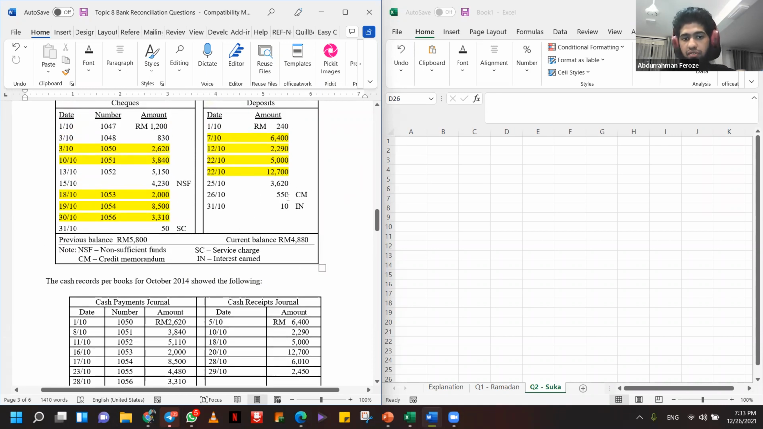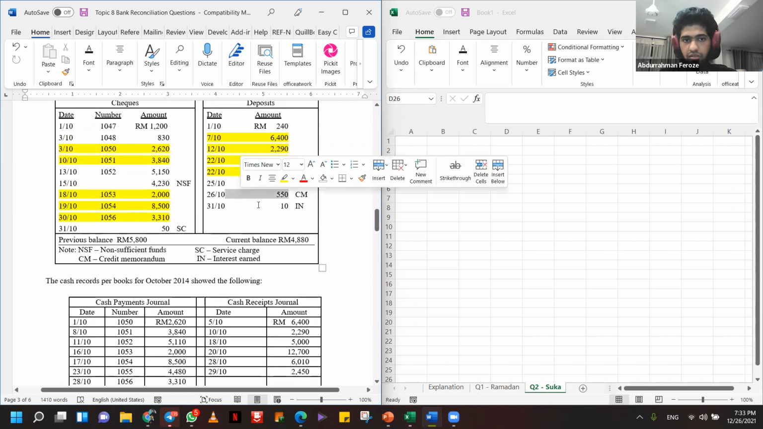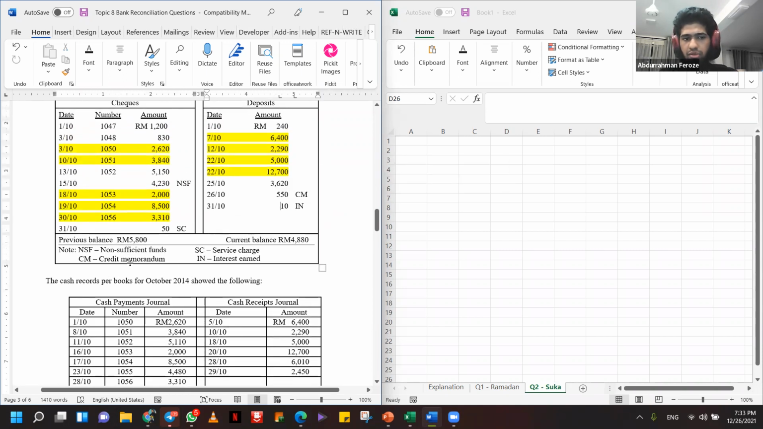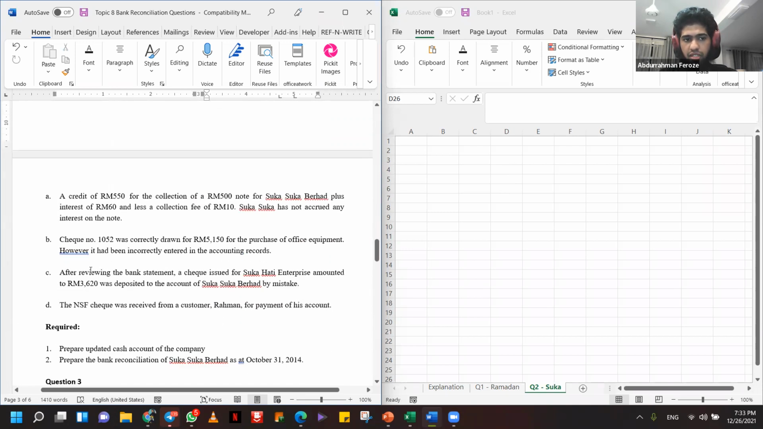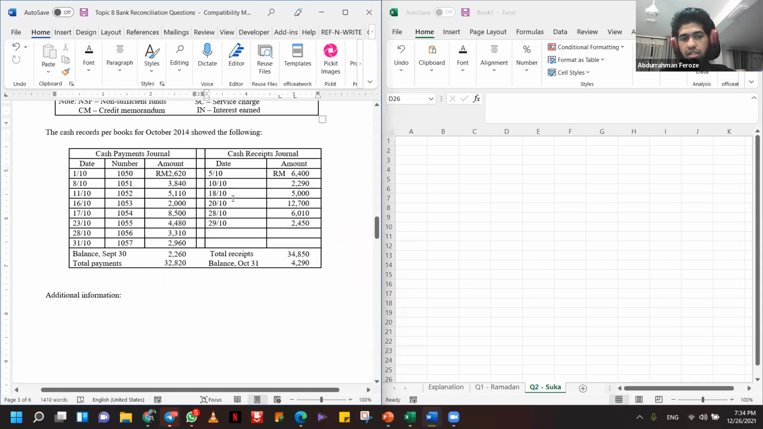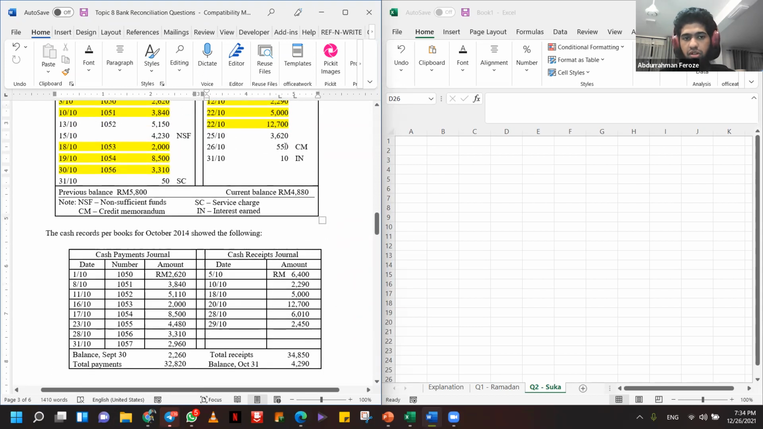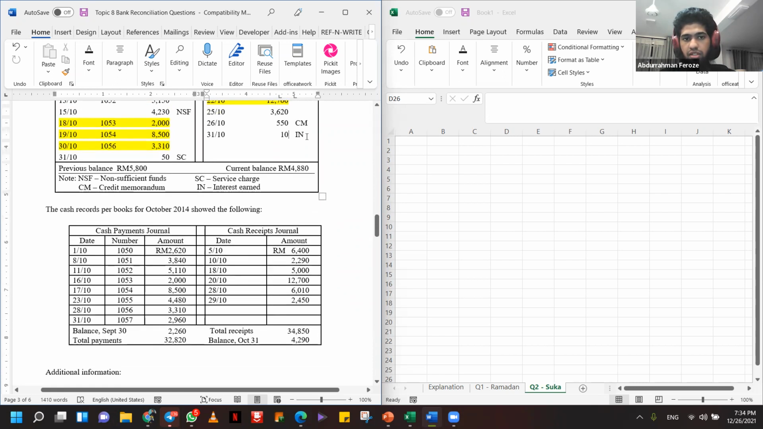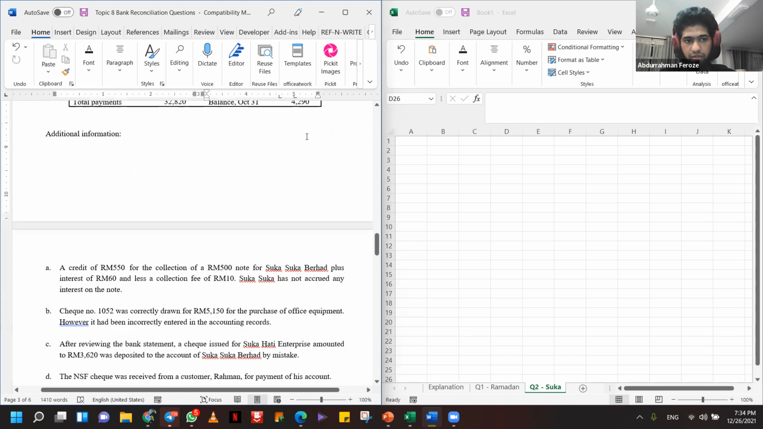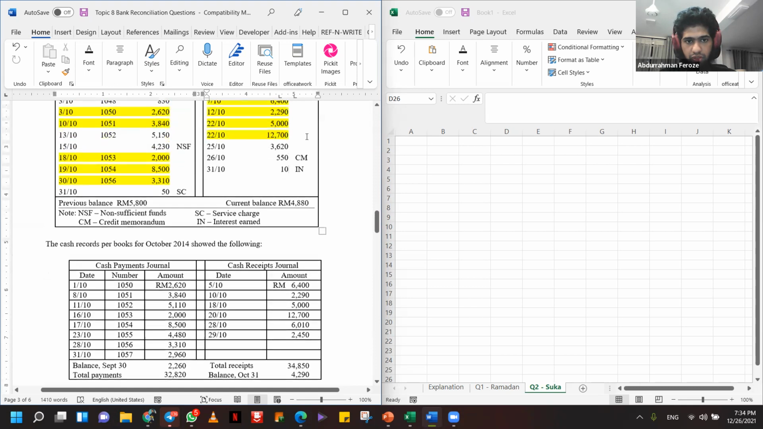And then over here we have 550. Because this is a credit memorandum, right? And they have explained it over here, which is a credit 550 for the collection of a 500 note for Suka Bride plus interest of 60 and less a collection fee of 10. So this also needs to be added to the cash book, right? It has not been recorded. And then over here we have interest earned of 10 ringgit. Okay.